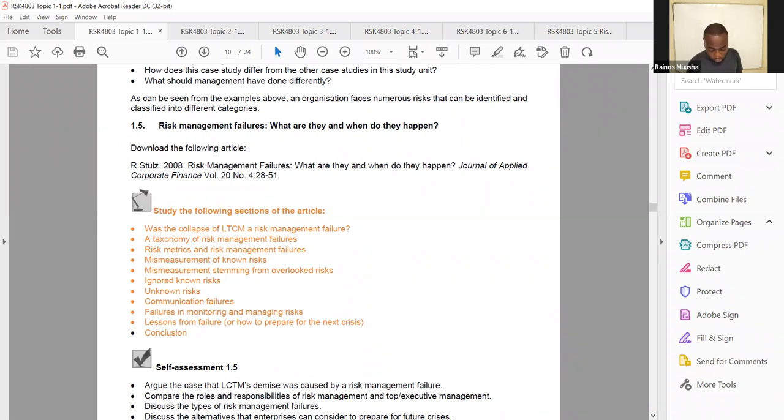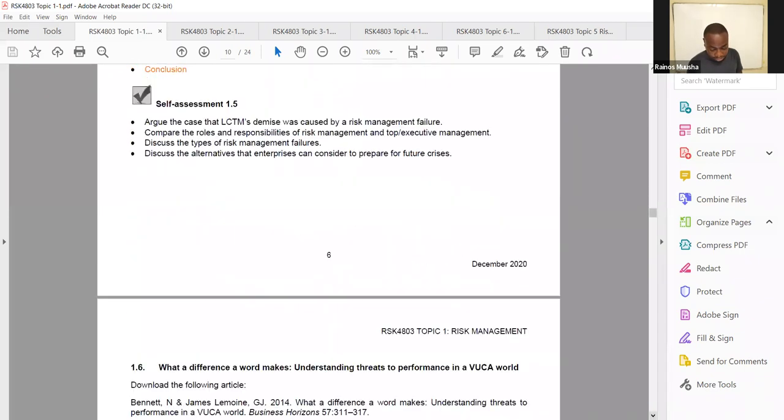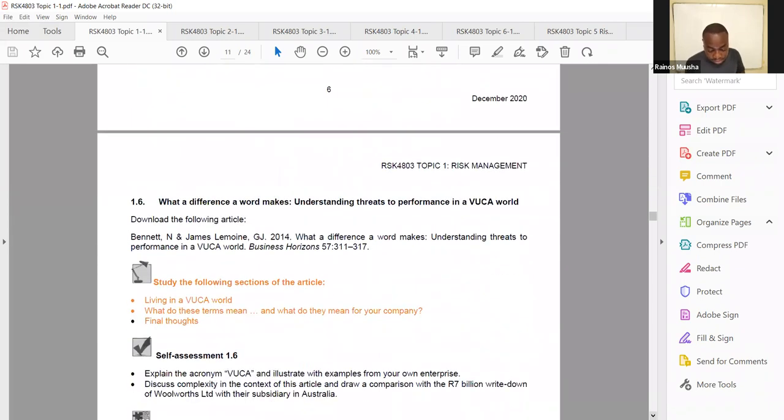Then there is also study unit 1.6. In study unit 1.6, they look at what a difference a word makes, and they look at understanding threats to performance in a VUCA world. So we are going to look at what the acronym VUCA means, and how it is applicable in the business world. We are going to look at study unit 1.6 in detail as well.